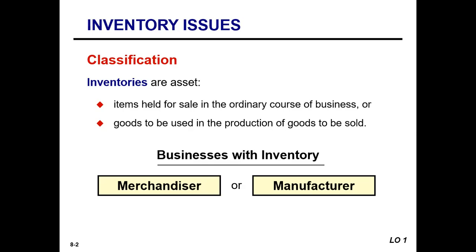Whereas the latter, goods to be used in the production of goods to be sold, a manufacturer usually has the 3 inventory accounts: raw materials inventory, work in process inventory, finished goods inventory. Again, we'll see examples, and we have already talked about the inventories in these 2 types of companies before, but especially we've been focusing on this in cost and managerial accounting as well.